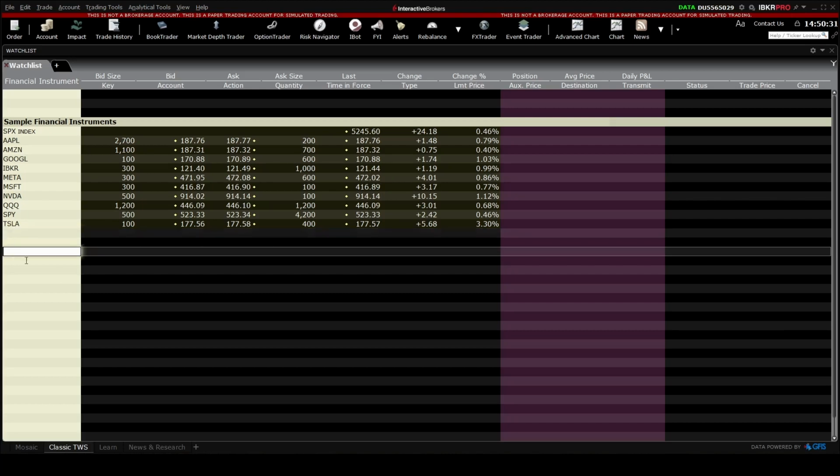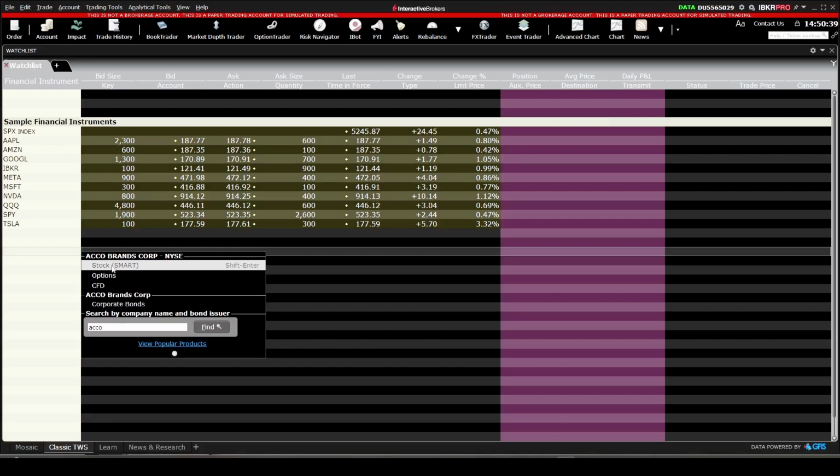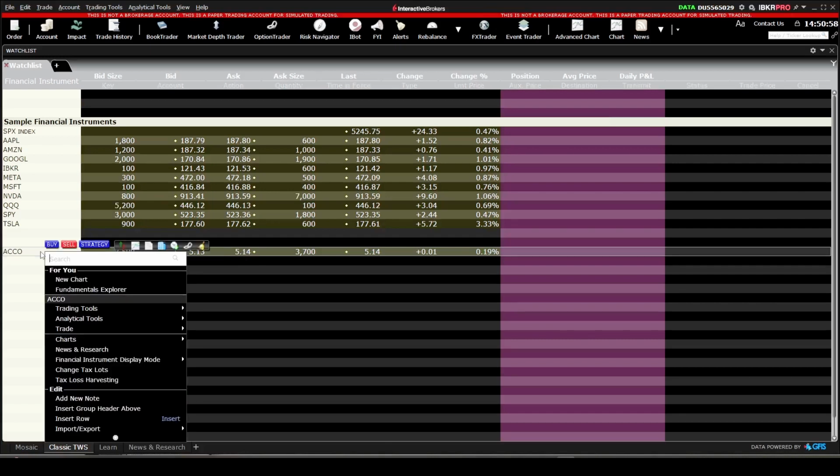So the stock I want to look at today is ACCO, symbol ACCO. Typing that in and hit enter. I'm going to look at the stock. It also gives you the chance to look at the options here, but we're going to click the stock, and the price immediately comes up, as well as the volume, percent change, and I could click right here to buy or sell this stock, but we're not going to do that today. We're going to show you how to trade this stock from the charts. Left click on the symbol, click new chart.